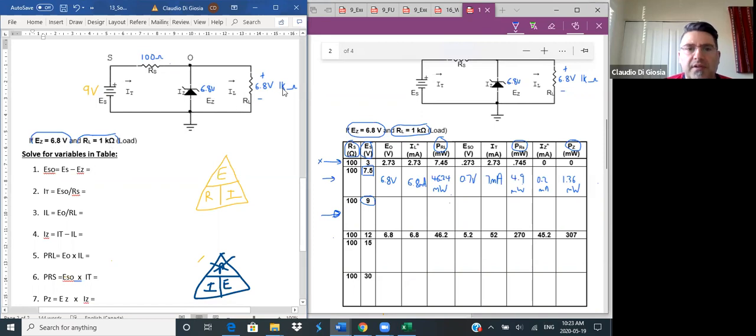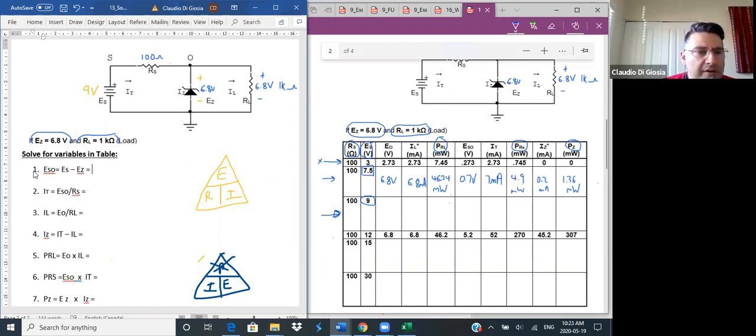RL of 1K is given. The 100 ohm for RS is also given, right over here. So they're all going to have 100 ohm. The EO is basically the EZ, the voltage across the Zener, 6.8 volts. The EO is the same value here. And the whole purpose of the Zener is to maintain a certain voltage. It's a voltage regulator. So if I have 6.8 volts across the Zener, it means I have 6.8 volts across the load. That's the whole purpose of this, okay?